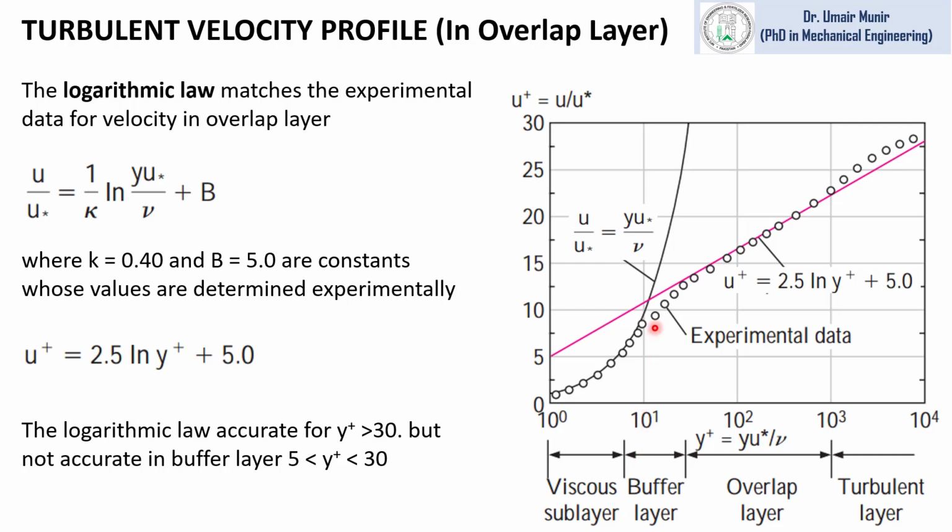As you can see here, the law of the wall is applicable in the viscous sublayer, whereas we do not have any relation for this buffer layer. But this logarithmic law is accurate in the overlap layer. So this overlap layer starts at y plus values greater than 30. Next we will define the relation for velocity profile in the turbulent layer.